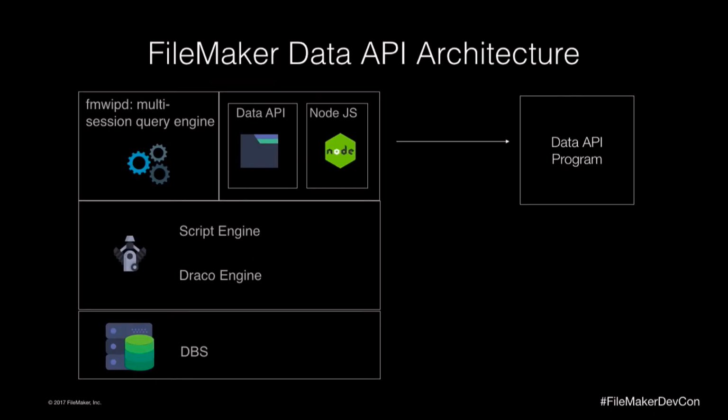All right, since we call this under the hood, here is our FileMaker Data API architecture. For those who are familiar with the architecture of XML and WebDirect, it's somewhat analogous. At the front end, we have Node.js, which actually handles your REST requests. And that communicates with FMWIPD, which is our backend. And that's built on top of Draco, the scripting engine. And that communicates with the DBS. So that's kind of the round trip of what's actually going on behind the scenes when you make a REST call.